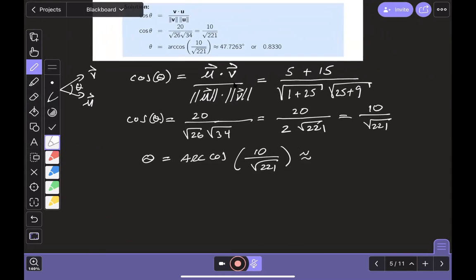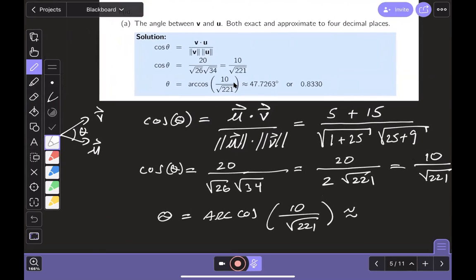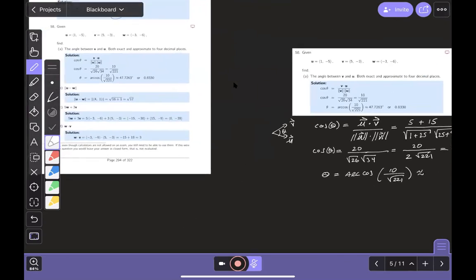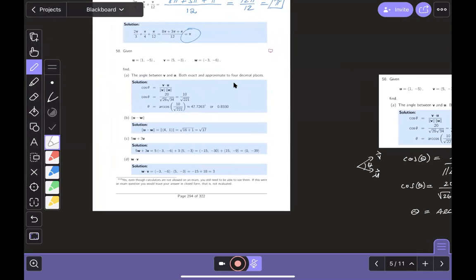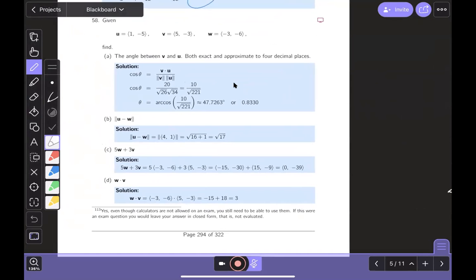I do want to point out, though, I'm not really interested in the approximate answer for that, but you should learn to use a calculator, and that's A. So we just did A. That's looking good to me. Let's go to B, and I'm looking at B now. And B says the length of U minus W. And this one looks much easier for me to do, all right?